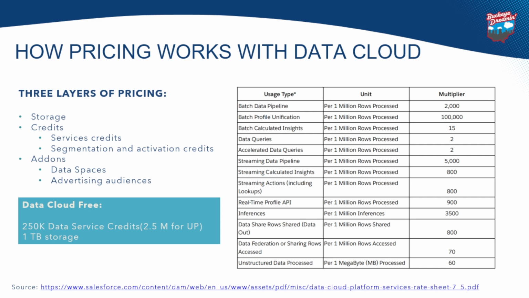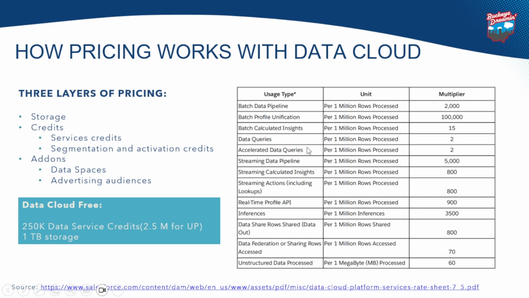You see here all the multipliers. So basically, for example, you have 250K data service credits if you have an Enterprise edition, and then if you are unifying 1 million rows of data through the profile unification process, that's gonna cost you 100,000 credits. Okay.